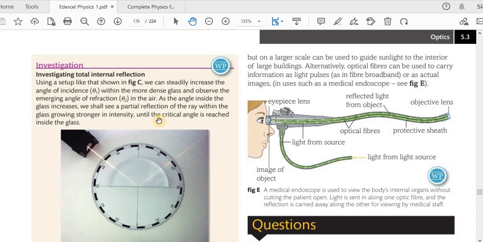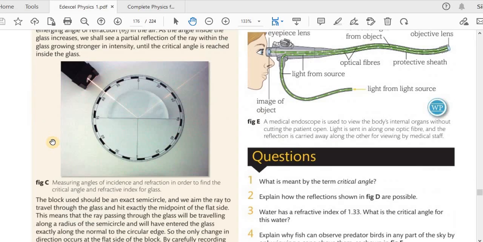So if you keep increasing the angle, the incident ray is as it is, but the refracted ray becomes less, and the reflected ray becomes stronger. So that's what they are saying, reflection of the ray within the glass growing stronger in intensity until the critical angle is reached inside the glass. And after the critical angle, if you continue to increase the angle, you will have total internal reflection. Very simple to understand.